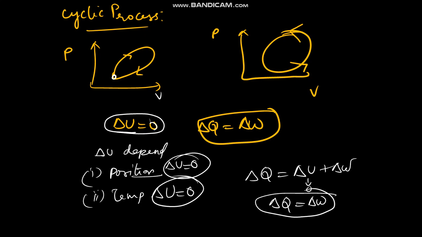In the PV graph, the initial and final positions must be the same. See here that if it is a cyclic process, and it is clockwise, then work done is positive. In the second graph it is anti-clockwise. For an anti-clockwise graph, the work done is negative.